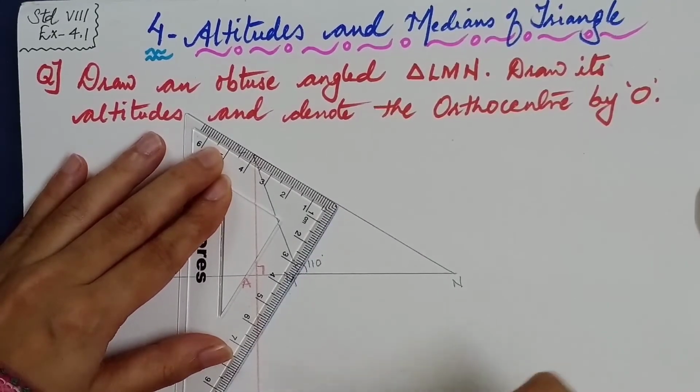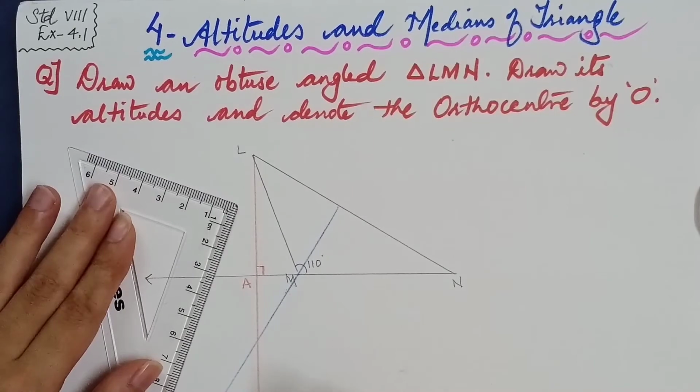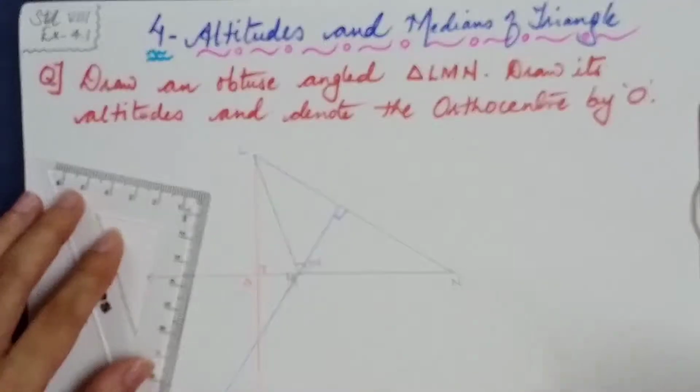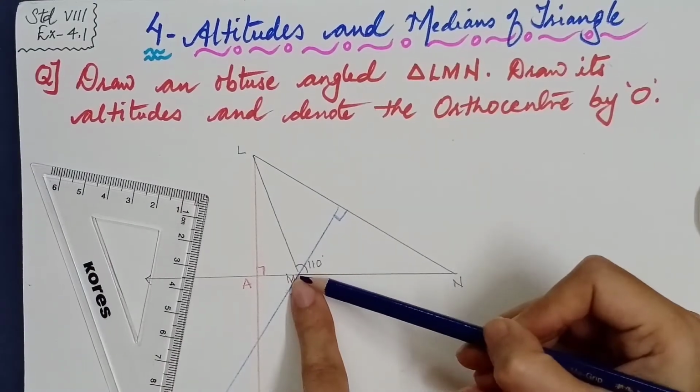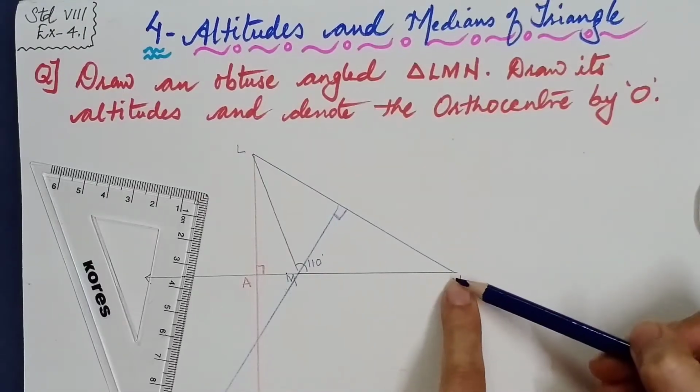The reason we are extending all the altitudes is to get the point of concurrence. That will be the point of orthocenter. Now we have drawn the altitude from the point M. We have drawn from the point L. Now we have to draw from the point N.